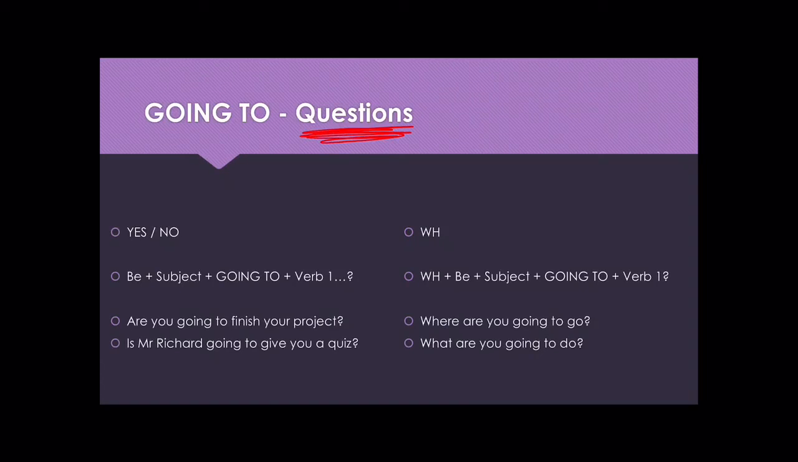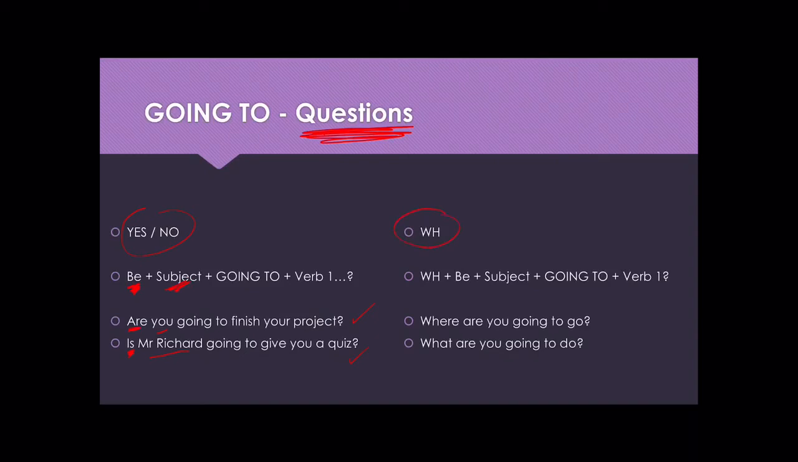With questions, similar rules that we've talked about many times now. With yes/no questions, we will put the be verb first and the subject second. So, example we have, are you going to finish your project today? Inshallah, yes you are. Is Mr. Richard going to give you a quiz? Sure, yes he is. Be verb first, subject second.